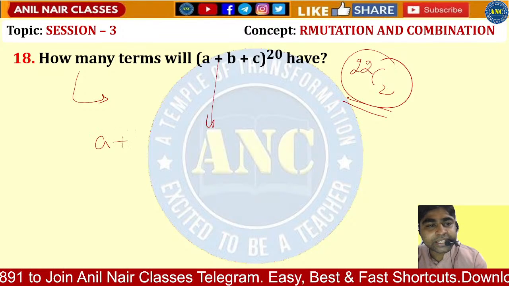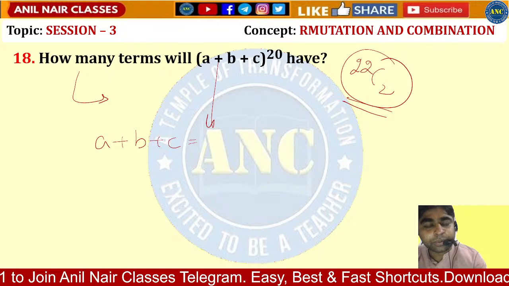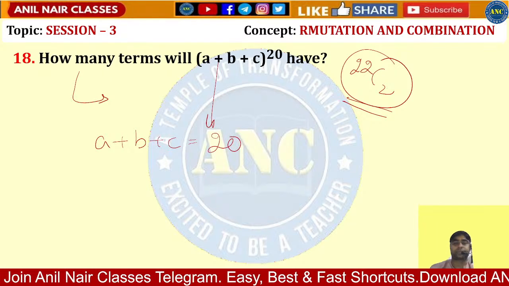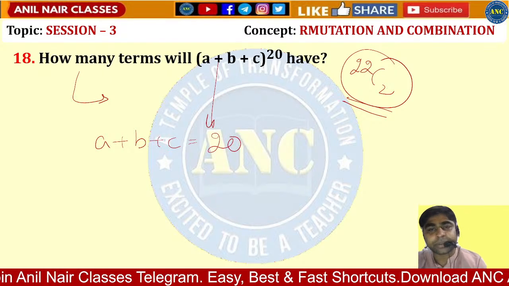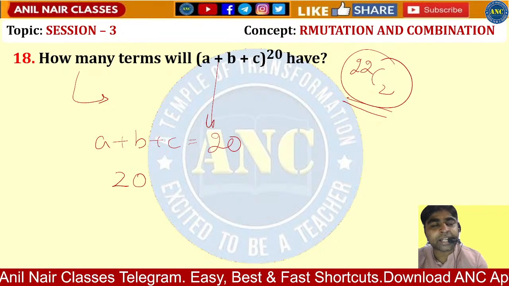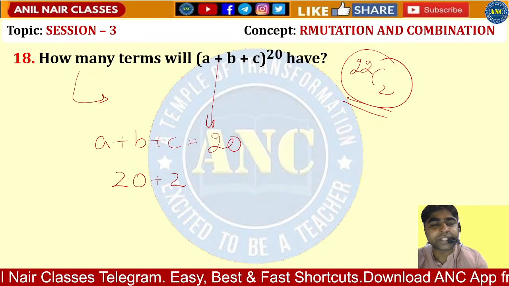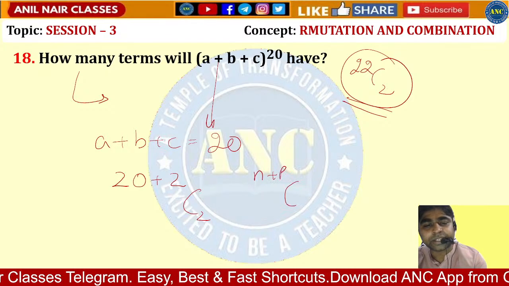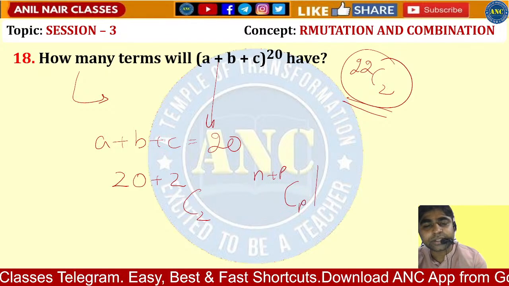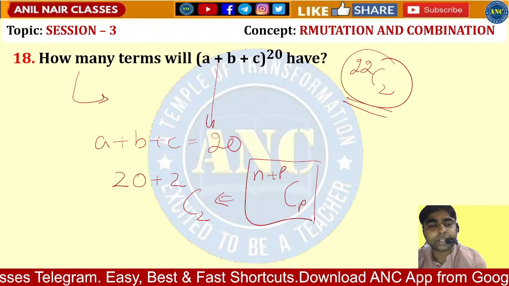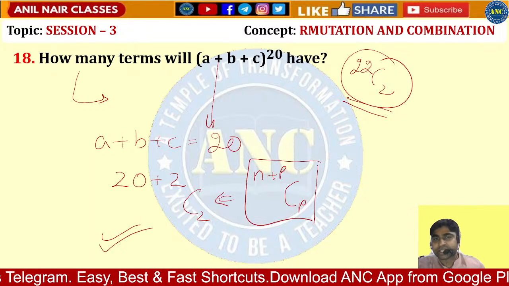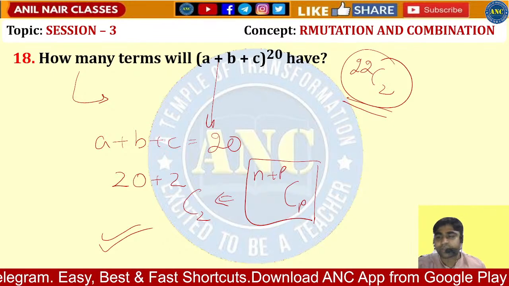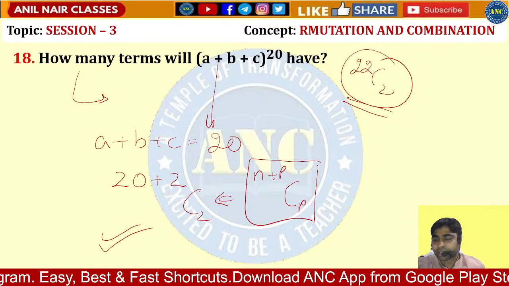A plus B plus C is supposed to be 20. Okay, so what would become your answer? 20 are the items, 2 are the partitions, so (N plus P) C P. Okay, so this is the way to remember this concept. Not very difficult, right? Actually very simple.